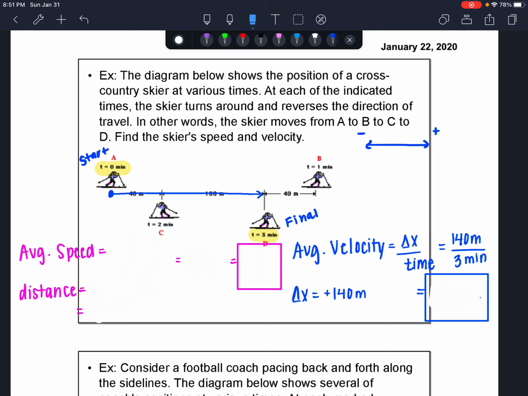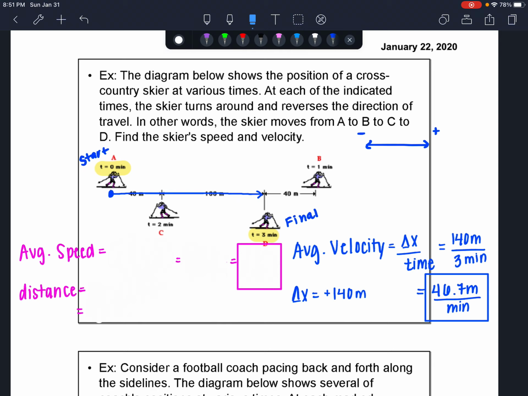So to find my average velocity, I'm going to take 140 meters and divide it by 3 minutes. Now, when I do this on my calculator, I end up getting an average velocity of 46.7 meters per minute.